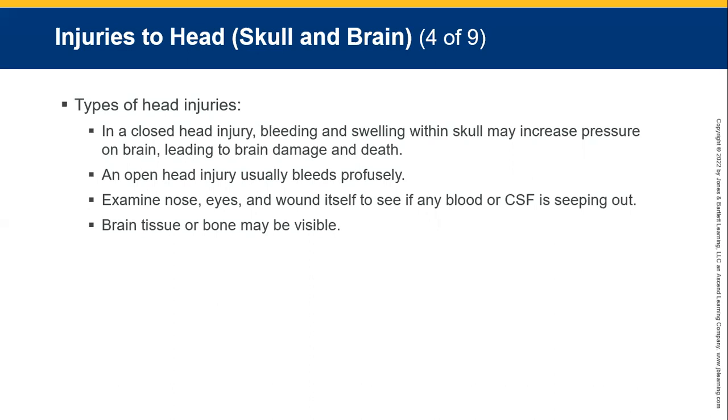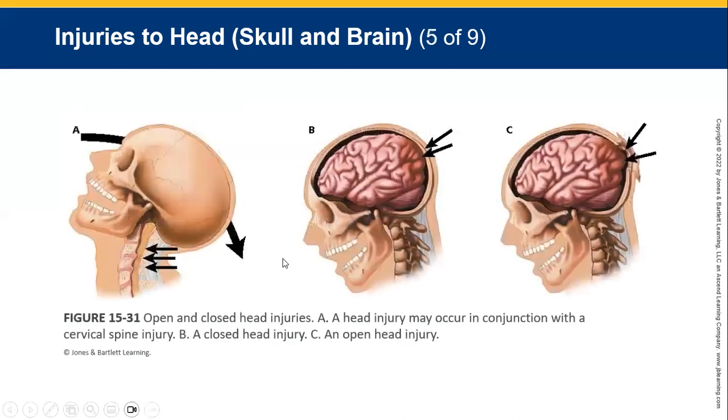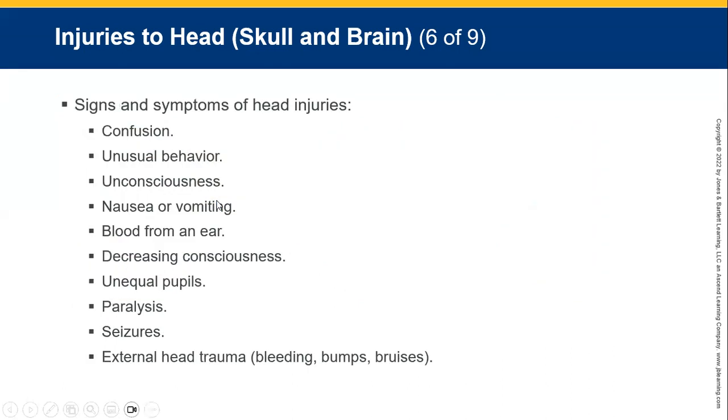When examining the eyes, the nose, and the wounds, make sure that it's just plain blood that is seeping out and not cerebrospinal fluid. Brain tissue or bone may also be visible. So just put a light dressing on those areas, not putting pressure on them. Always try and control the bleeding as best as possible. There can be many different types of actions that cause these injuries: blunt force trauma, penetrating trauma, and things like whiplash.